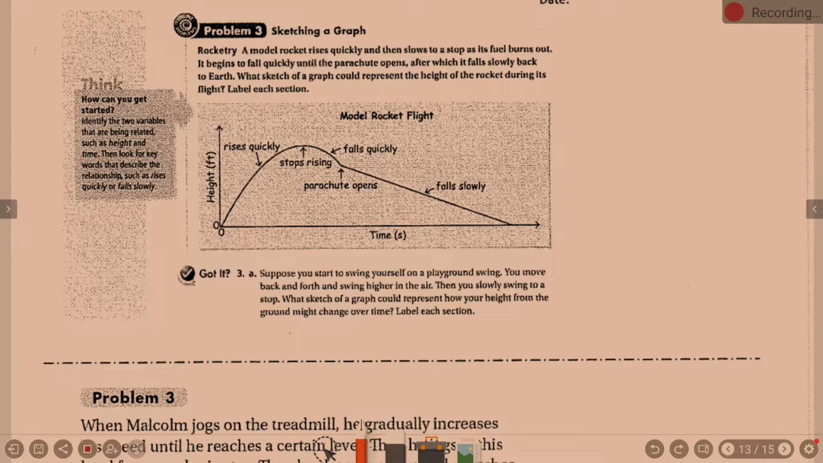Now, it stops here, so that hits its height. And then at first it's falling quickly. The parachute opens, and it falls more slowly. Okay, let's talk about 3A right here.